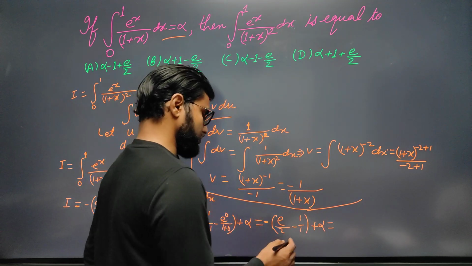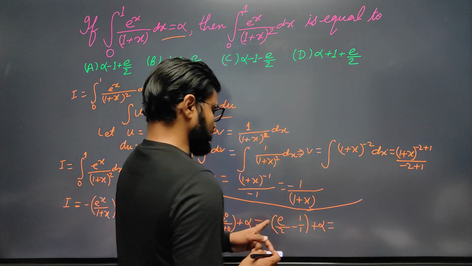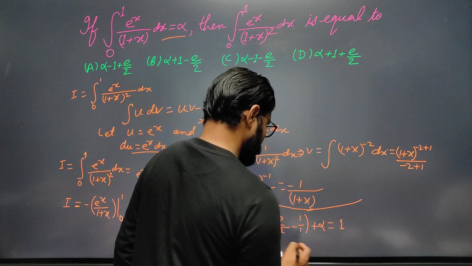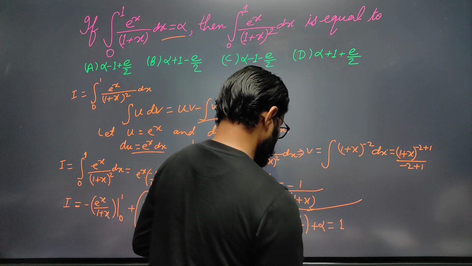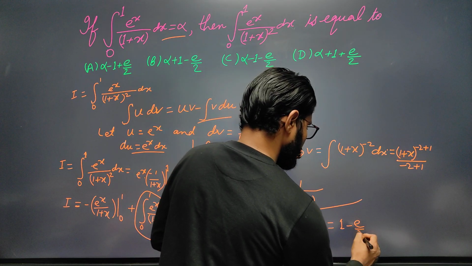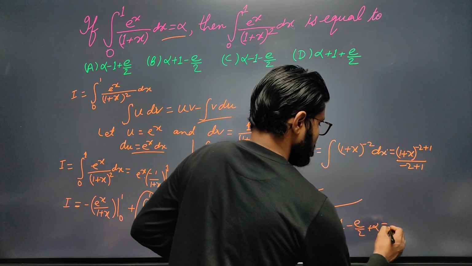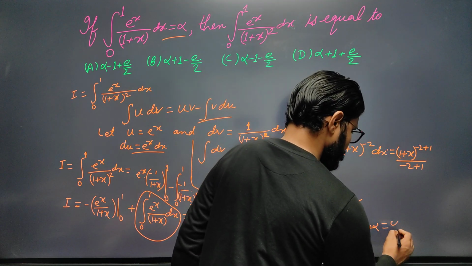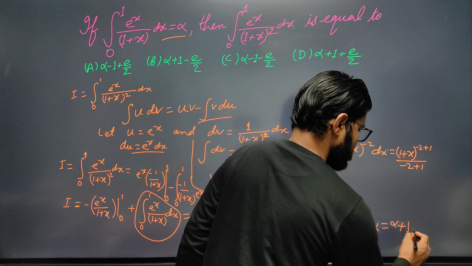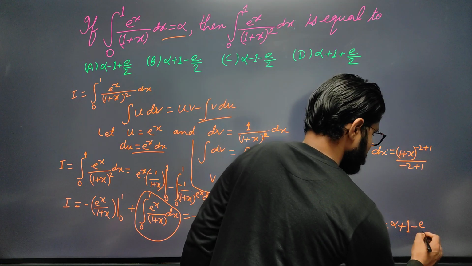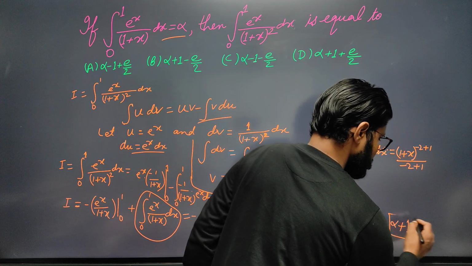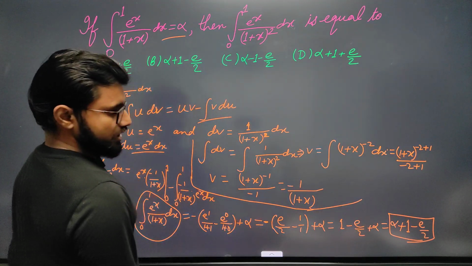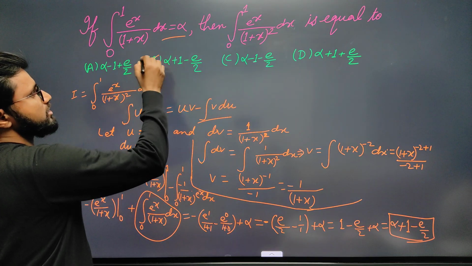From here, multiplying the minus sign, minus minus becomes plus, so we write it as plus 1 minus e by 2 plus alpha. If we take alpha to the front, it becomes alpha plus 1 minus e by 2. So our answer is alpha plus 1 minus e by 2. See which option is correct? Alpha plus 1 minus e by 2, that is option B.